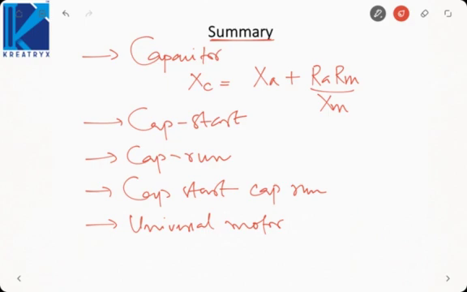Okay, so the only important concepts here are the characteristics of the capacitor type of induction motor and the value of capacitance to produce a 90-degree phase shift between main and auxiliary winding currents.